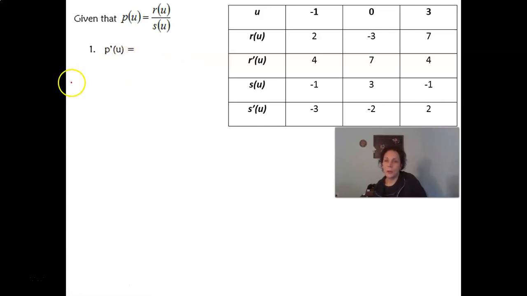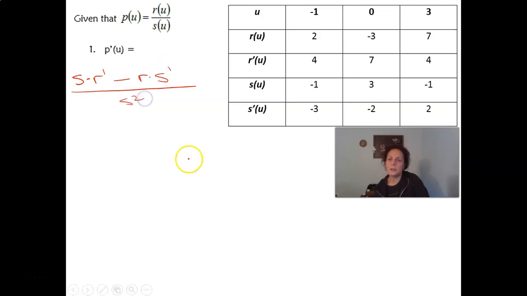So again, we are going to get low. I'm going to start with S. That's going to be multiplied by R prime, minus R times S prime, over S squared. Notice I didn't write the of u every time because it just makes it look messy, and this is a fine way to do it. You wouldn't lose any AP credit for not writing the of u part. All right, so if I want P prime of -1, then I just need to go pull those values.